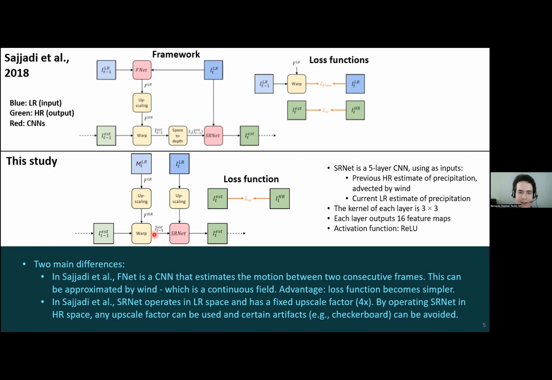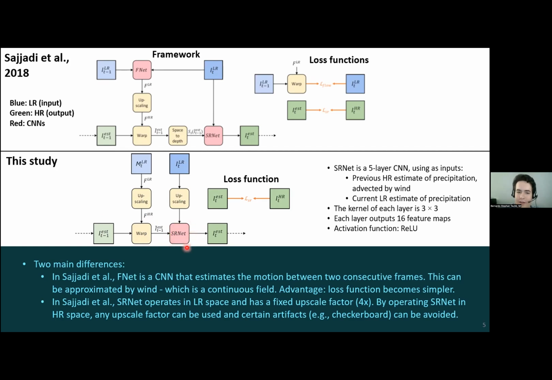The other change that you see is that we get rid of this block, and we work everything in high resolution. That implies that we also need to first upscale the low resolution information before passing it to SRNet. So what's the advantage of having just one neural network? First, we have a simple loss function. We are just minimizing the difference between the estimates of the model and the truth. And the other reason we eliminated this conversion to low resolution is that we can now use any upscale factor that we want, which is important because we might do this work at many pairs of resolutions. So that was one of the reasons we did that.